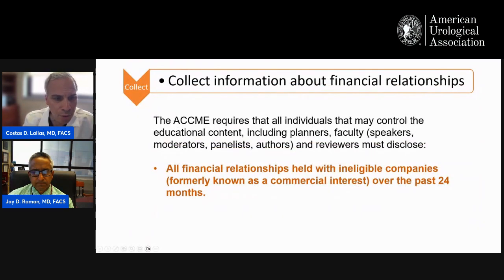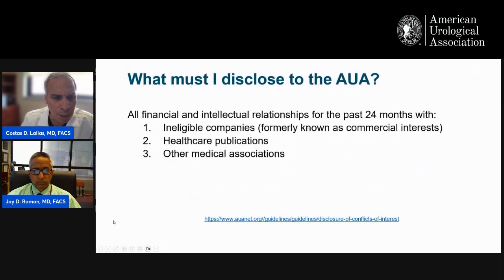Thank you, Jay. First, the AUA is required to collect all financial relationships held with ineligible companies over the past 24 months from all individuals that may control content. This includes planners, faculty, and reviewers. Because the AUA uses an organization-wide disclosure system for all volunteers, you must disclose all financial and intellectual relationships that you have held in the previous 24 months with ineligible companies, formerly known as commercial interests, with healthcare publications, or with other medical associations. You do not need to disclose your hospital or practice employment status.